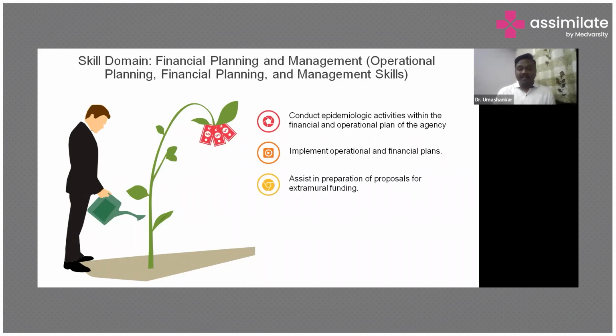Okay. Assist in preparation of the proposals for extramural funding. Okay. So we as an organization, or maybe as a state, or as a scientific professional, have to do a lot of research. So epidemiologists have to help in writing proposals, in preparation of the proposals. They have to give a lot of data. They have to give a kind of strategic look to the proposal. Okay, a scientific background should be there for whatever proposals we are giving. So it should be very crisp. So that can be done by the epidemiologist.